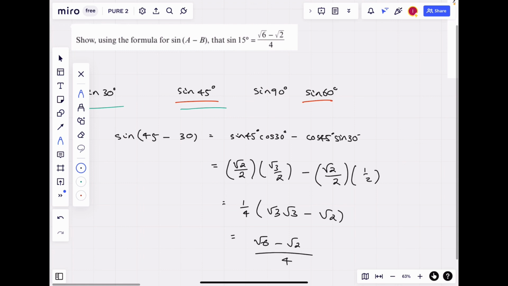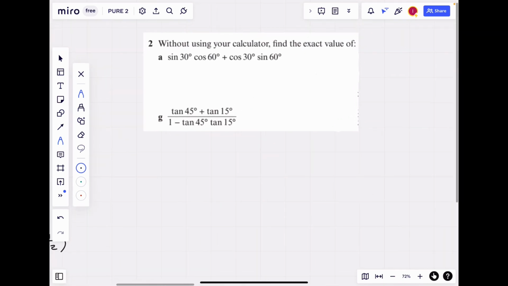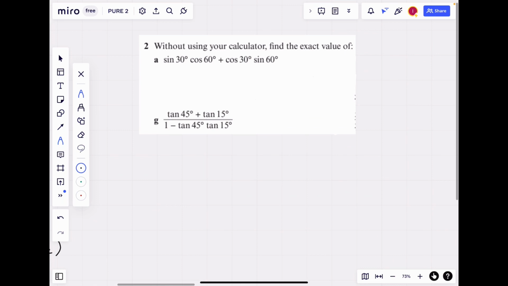That's how you can use the addition formula with values and simplifying. So that being said, have a look at question 2. If you can, do it without a calculator. If you really need to, use a calculator. No one's going to stop you.